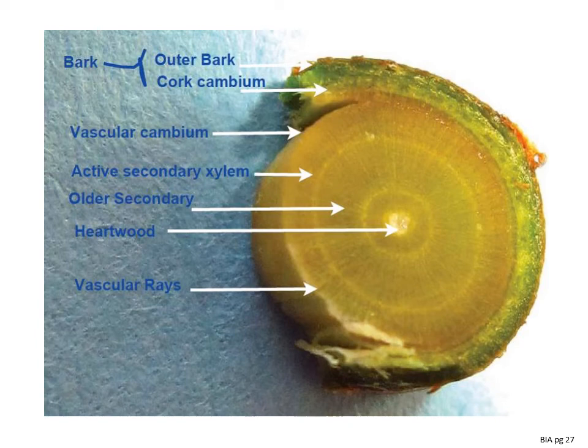This is showing just on a hibiscus stem. Here we have the heartwood forming, which was originally the pith. And we have our rings of xylem. And then we have our vascular cambium pushing out phloem and leaving behind xylem.